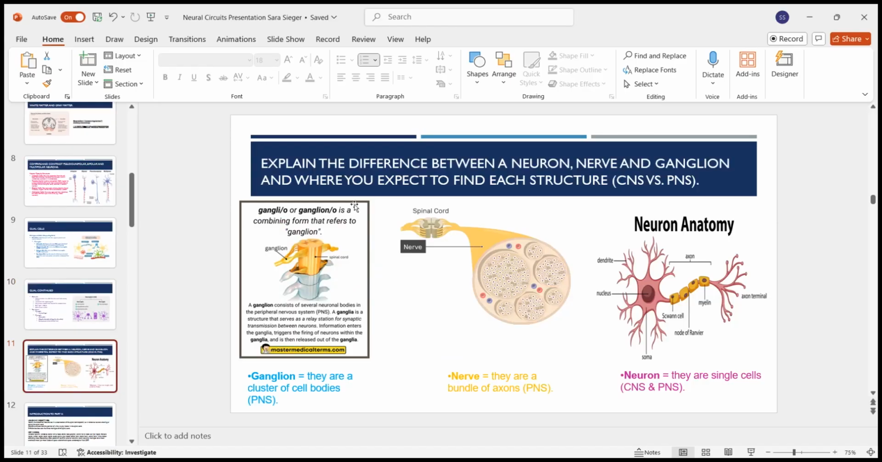Moving along, the difference between a neuron, nerve, and ganglion. A neuron is a basic functional unit of the nervous system, responsible for transmitting electrical and chemical signals. A nerve, in contrast, is a bundle of axons wrapped together with connective tissue, found only in the PNS, and they carry information to and from the CNS, acting like a communication highway. A ganglion, finally, is a cluster of neuron cells, again in the PNS, but they serve as a processing and relay station for sensory and autonomic information.